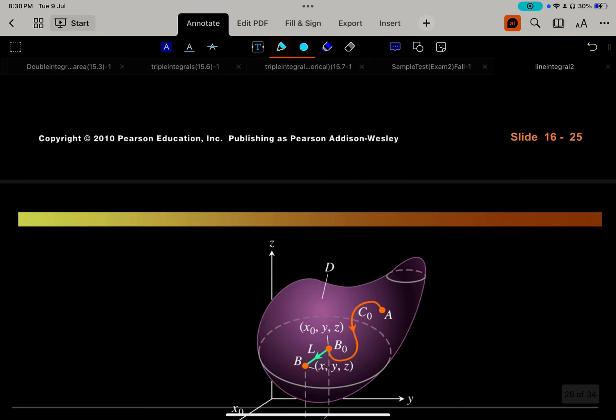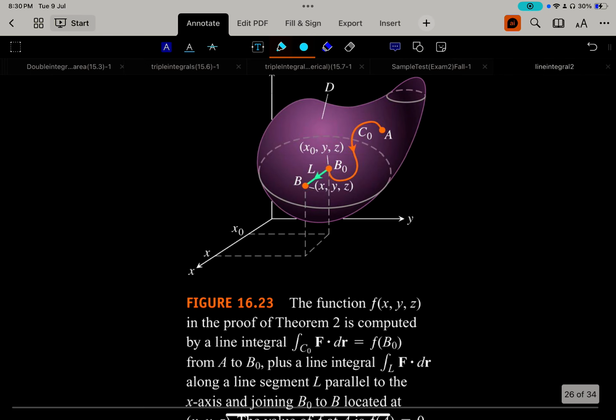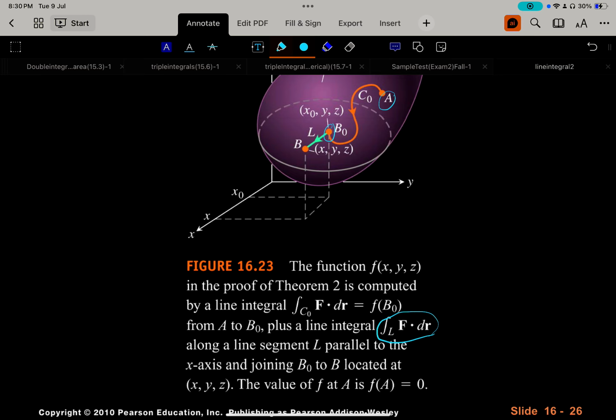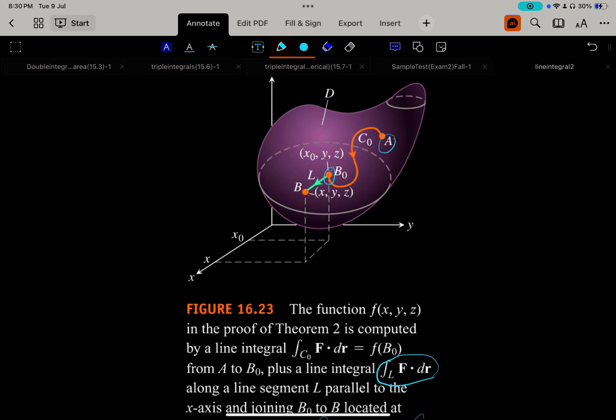Now let's see what we can do with this. We have the function f of x, y, z, the proof of theorem 2. From A to B naught, what is B naught? This is B naught, and this is A, plus a line integral of F dot dr along a line segment L parallel to the x-axis, joining B naught to B located at x, y, z. The value of f at A is just 0 here, and it goes up to B naught, up to B. Now this is our value.